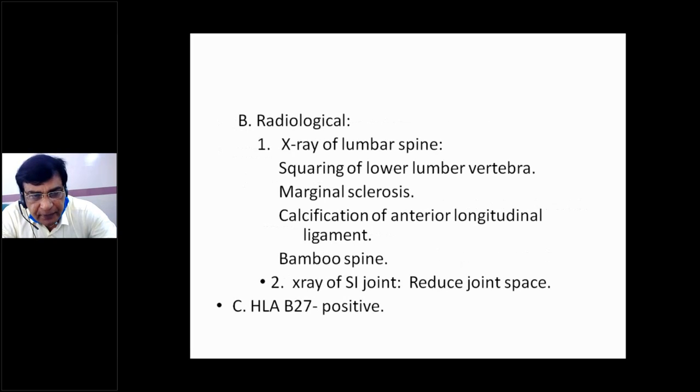Radiological features: the squaring of the lower lumbar vertebra, marginal sclerosis, calcification of the anterior longitudinal ligament, and giving the appearance of bamboo spine. And X-ray of the SI joint shows reduction of the joint space, and HLA-B27 is positive.